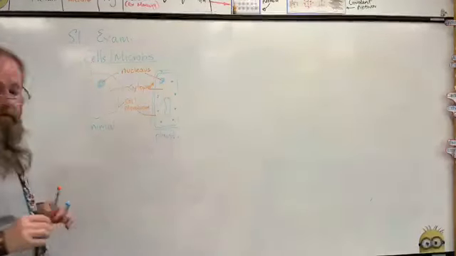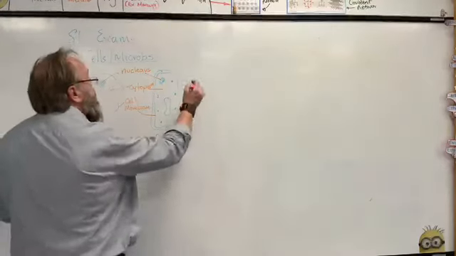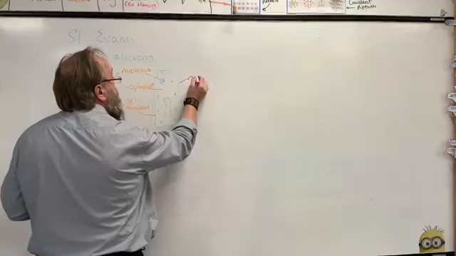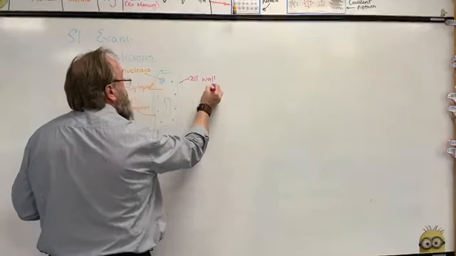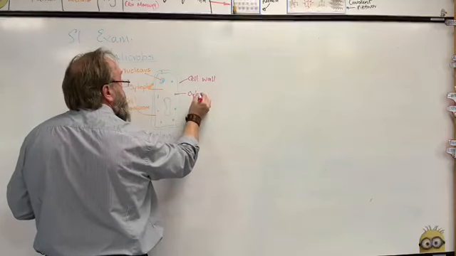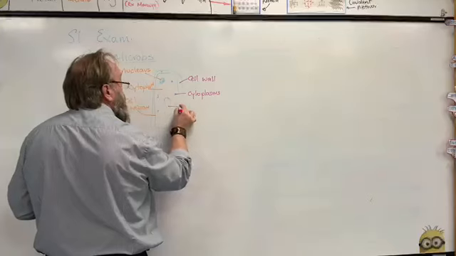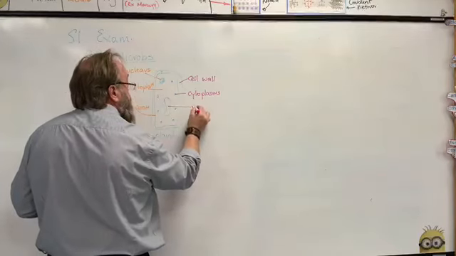The plant cell will also have what's called a cell wall. It will also have what's called cytoplasm, and in the centre there will be what's called a vacuole.